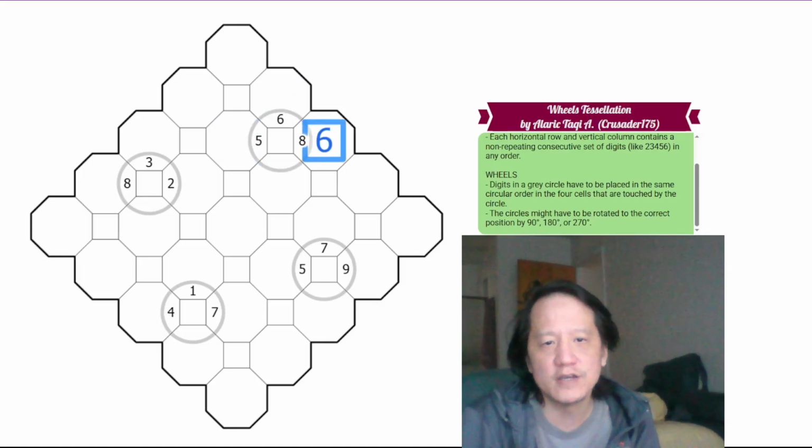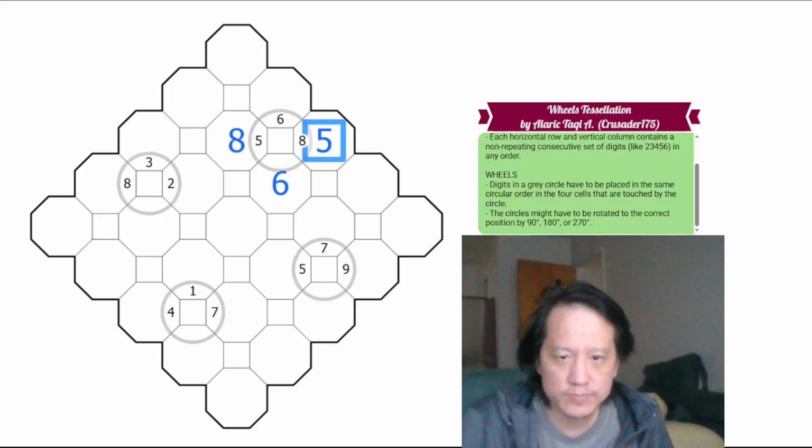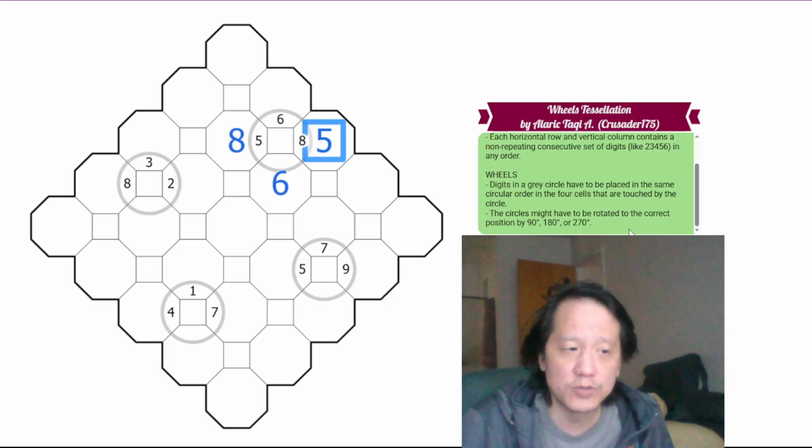So you could have, again, 6, 5, and 8. That would be valid because the 6 is clockwise from 5, and the 8 again is clockwise from 6. And the last possibility would be 5, 6, or 8 here. And that's an example of how wheels work. And those are all the rules.